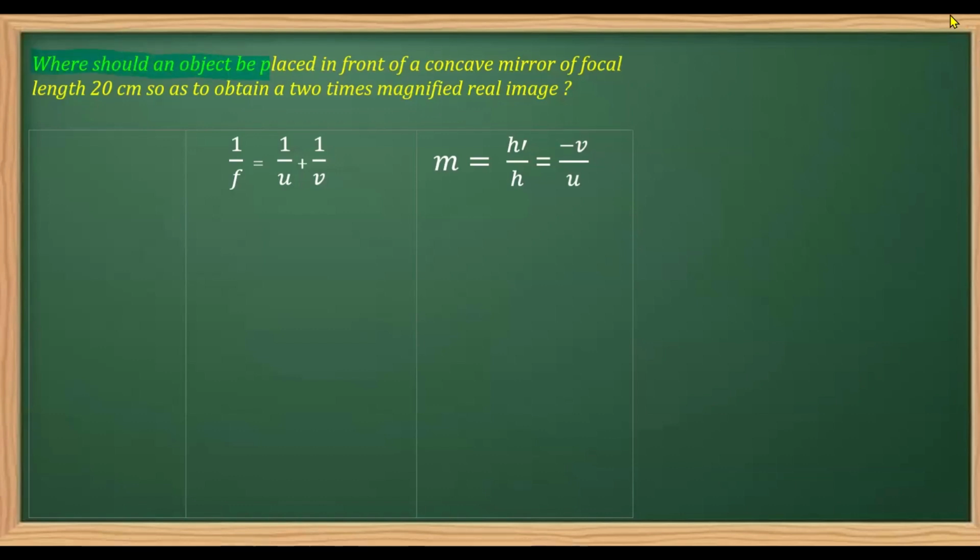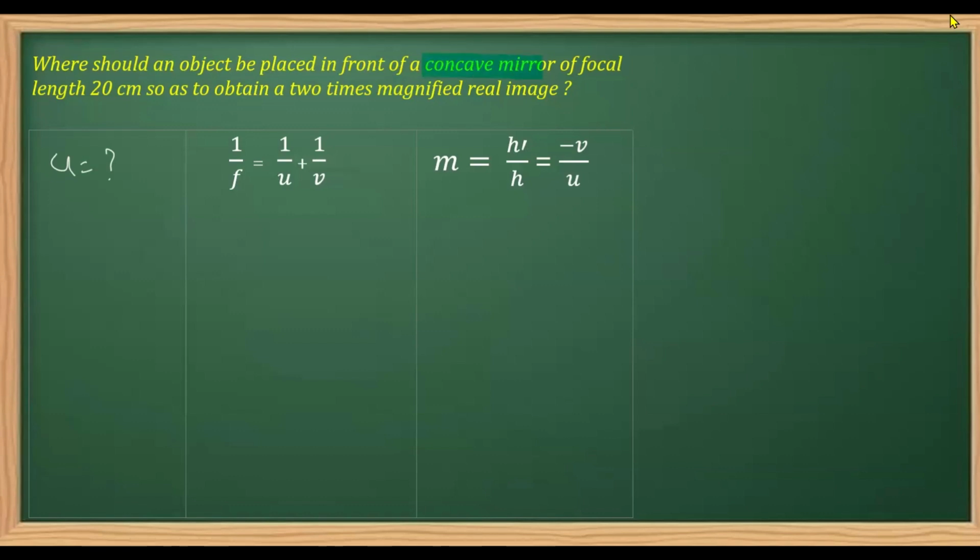Question here is where should an object be placed in front of a concave mirror of focal length 20 centimeters so as to obtain 2 times magnified real image? So where should the object be placed? That means we have to get U, right? U is the question mark. Object distance is what we have to find.